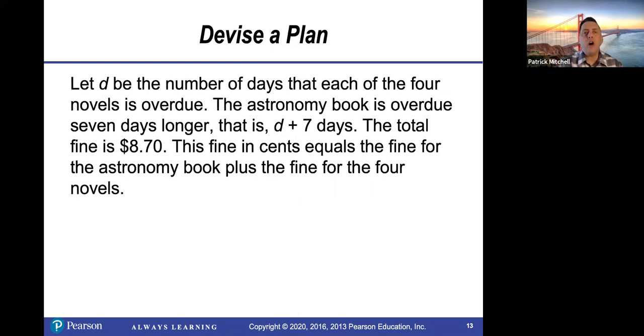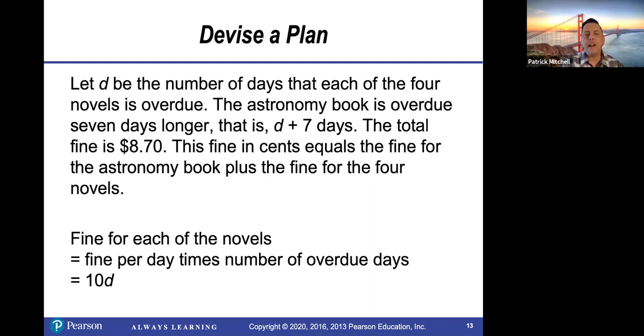So let's call D the number of days that each of the 4 novels is overdue. Remember that the novels are overdue a different number of days than the astronomy book. So D can stand for the number of days that the novels are overdue. The astronomy book is overdue 7 days longer, which means D plus 7 days. The total fine is $8.70. This fine in cents equals the fine for the astronomy book plus the fine for the 4 novels.